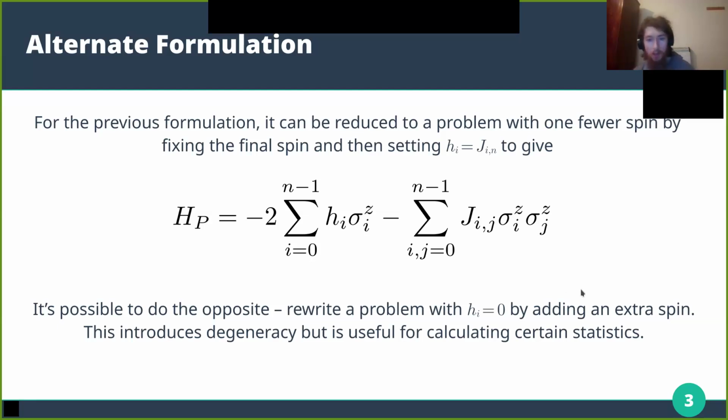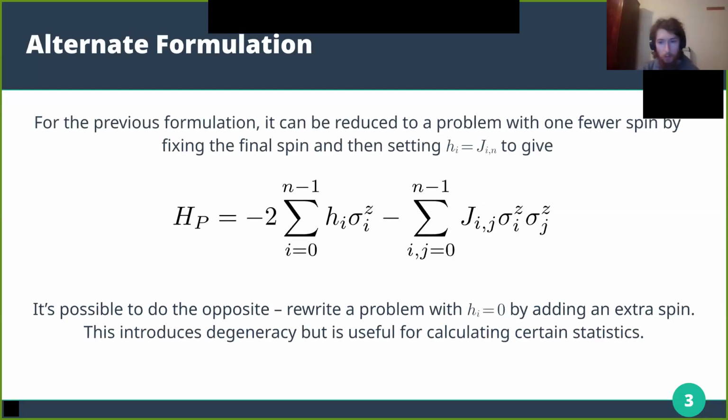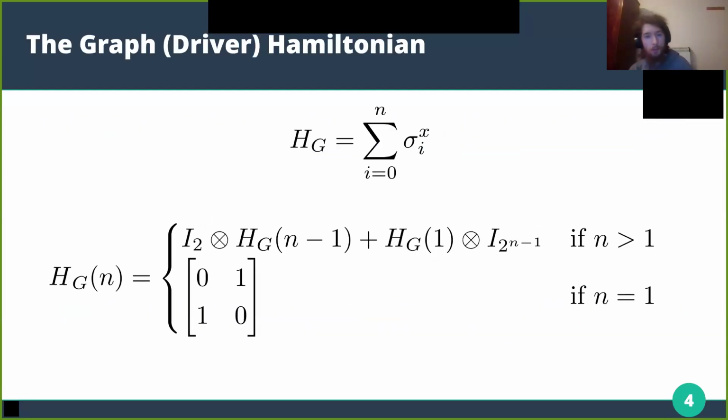But you can go the other way as well and take this kind of problem, introduce an extra spin, and then couple everything together to remove the need for local fields. So this form is going to be enough for our needs, and it makes some of the calculations a bit simpler later in the presentation.